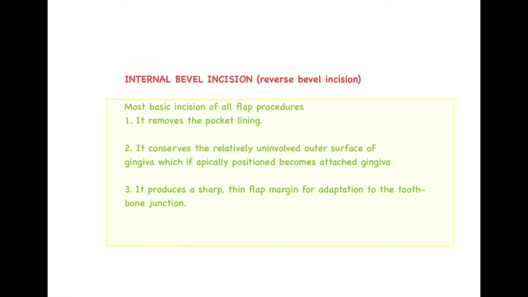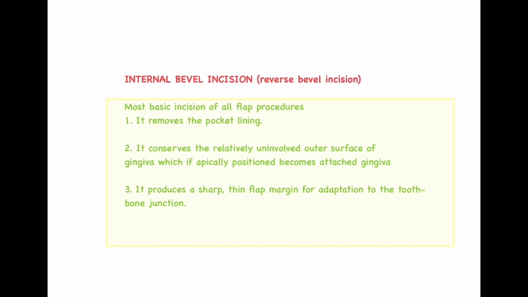Now if we place this gingiva apically, it will become attached gingiva. We do not want attached gingiva. If there is already adequate width present, why would we need more attached gingiva? In many of the cases it is not required. Therefore, this internal bevel incision conserves the uninvolved outer surface and therefore prevents the attached gingiva from forming. The third one is it produces a sharp thin flap margin for adaptation to the tooth bone junction.